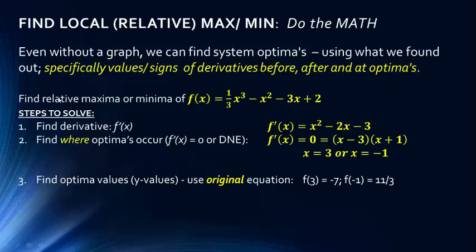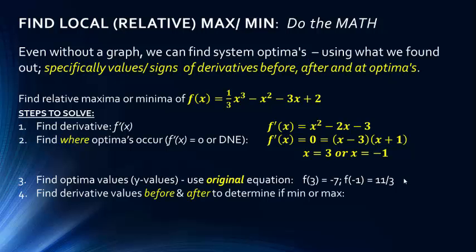Relative and local are the same. We want the values of the y on this function. So we plug in 3 to the original function, we plug in negative 1 to the original function, and we get these two values. Then we check to see if they are minimum or maximum.